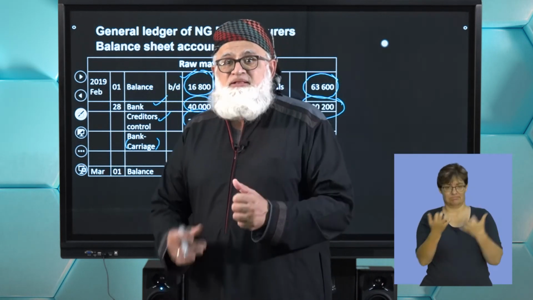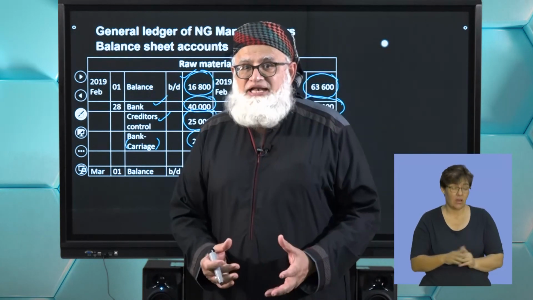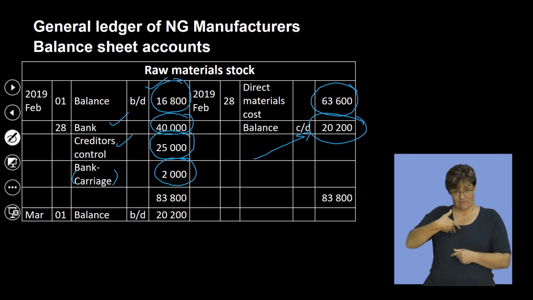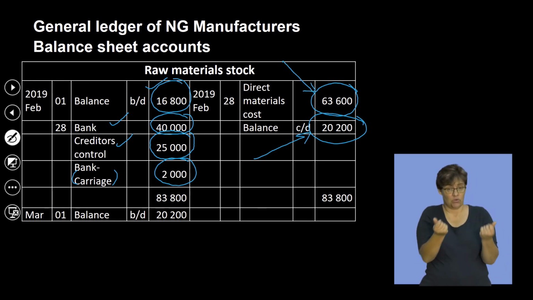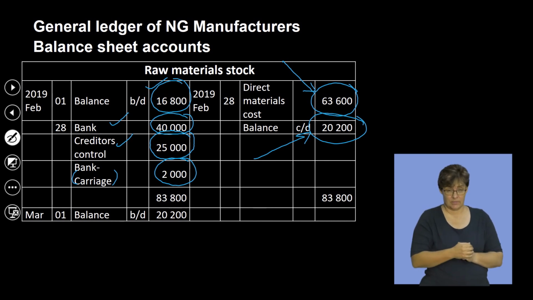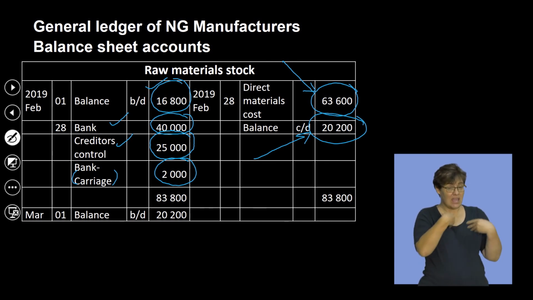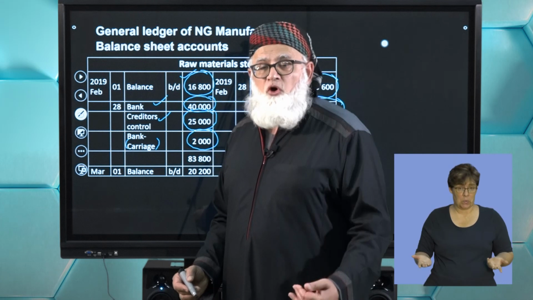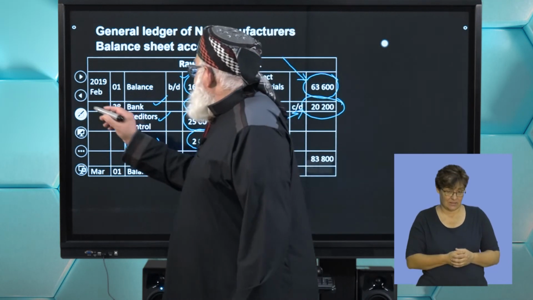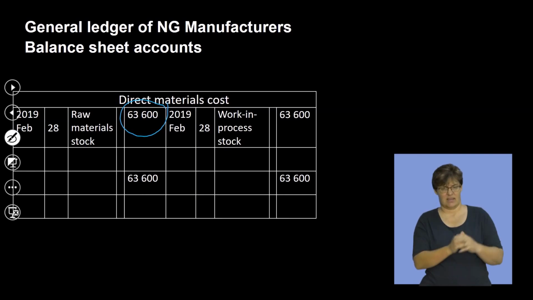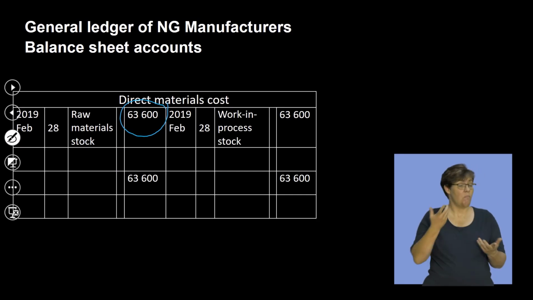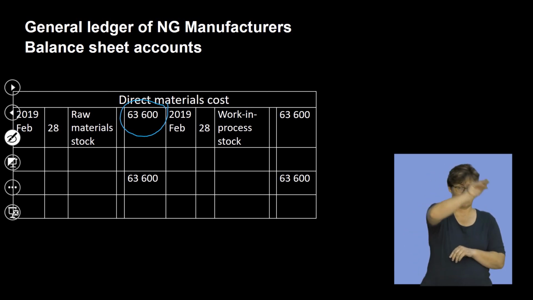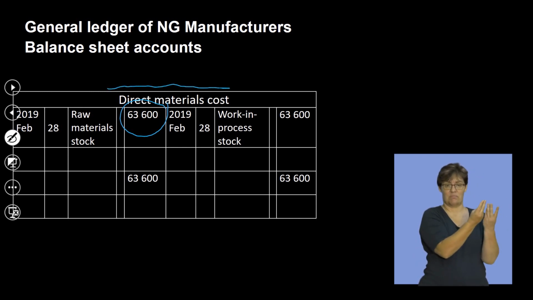So watch this. If you are given your closing value of raw materials, that's the 20,200, this one here, then the direct materials becomes your missing figure, right? And by the same token, if you are given your direct materials issued to production, then your closing balance would obviously be the raw materials on hand. So in this example, you can now clearly see that you have transferred the amount from where? From your raw materials stock account into your cost account, namely direct materials cost.